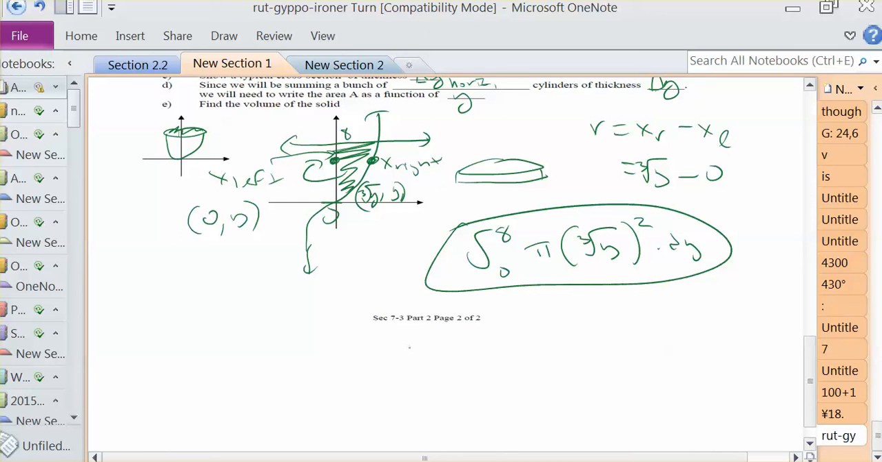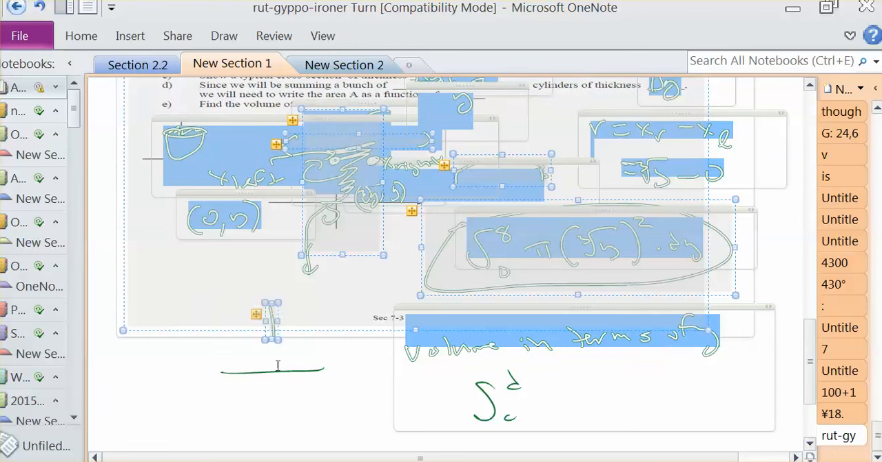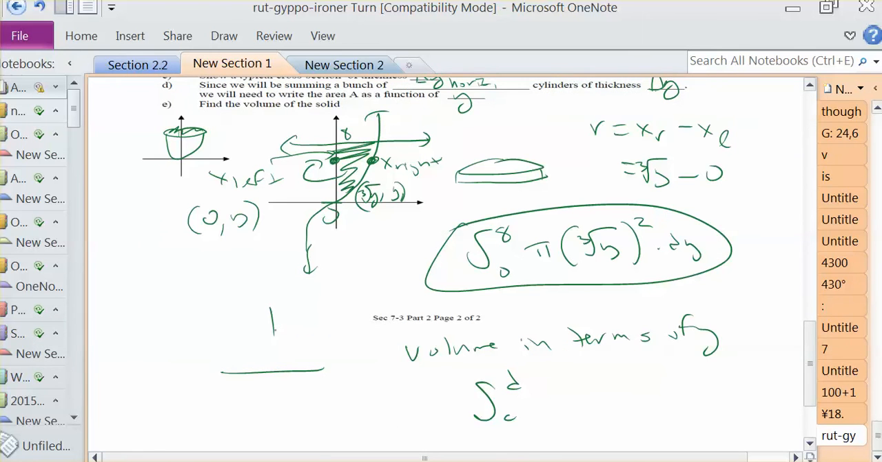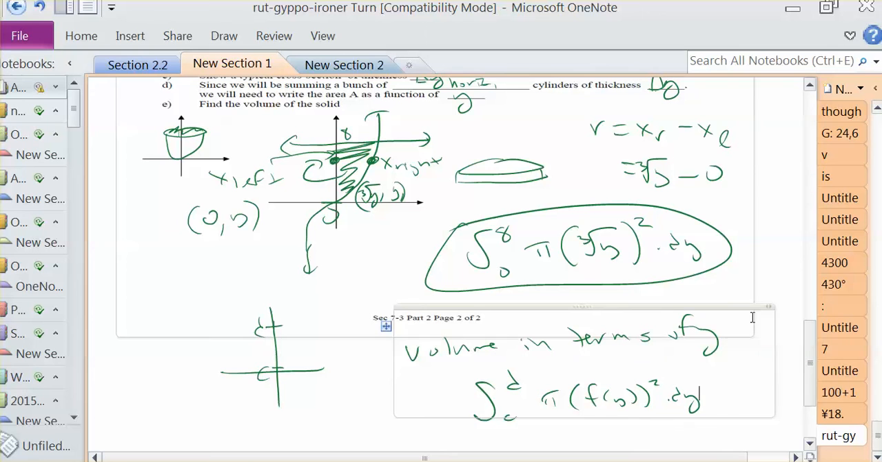So if you're doing this volume in terms of y, then you just go from c to d. So here's c, here's d, pi f of y squared times dy. And that's that. Okay, looks like we're all set.